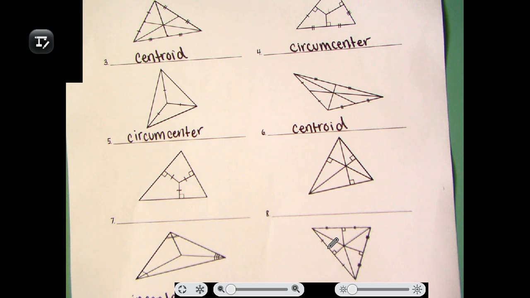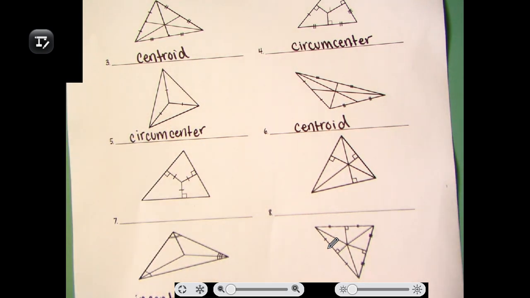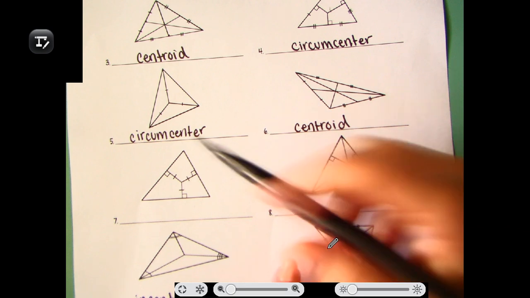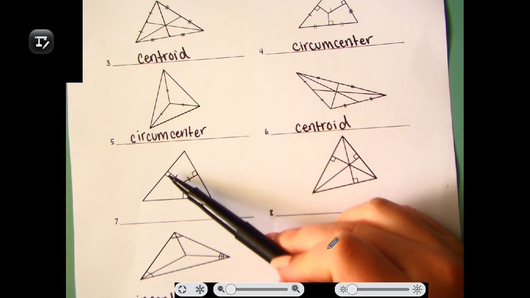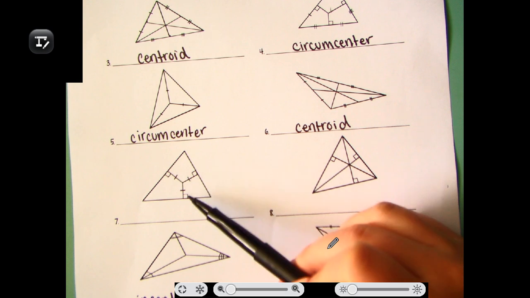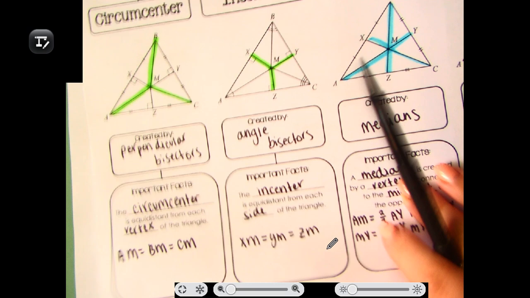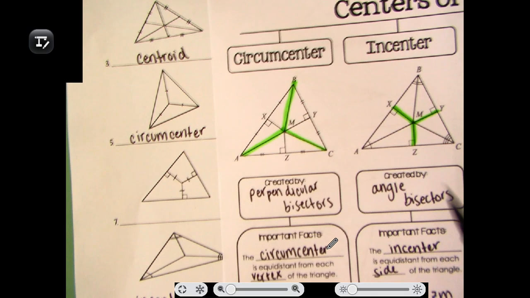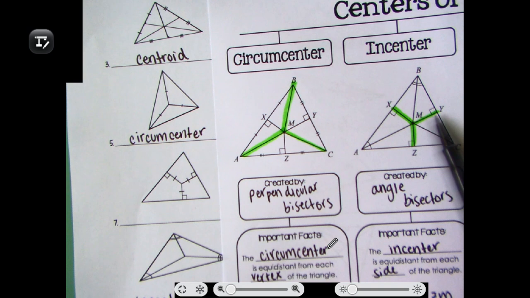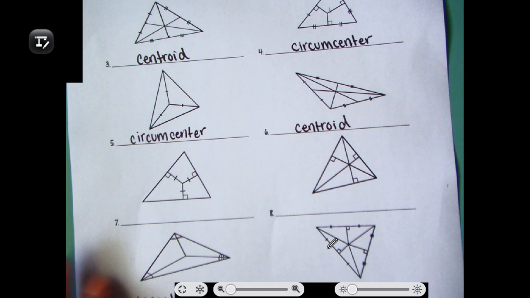On number 7, this is kind of like number 5 here. They are showing us that these segments that are perpendicular to the sides are congruent. In one of these cases, it says that the incenter is equidistant from each side of the triangle. So if you look at the highlighted part, that's what it looks like. So showing that these are congruent, that's what this is showing. So this one is an incenter.